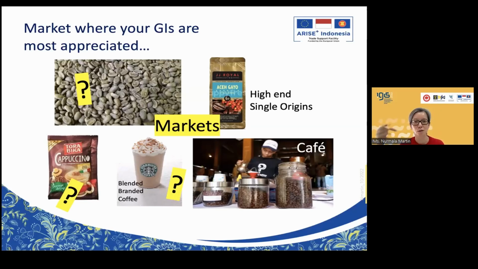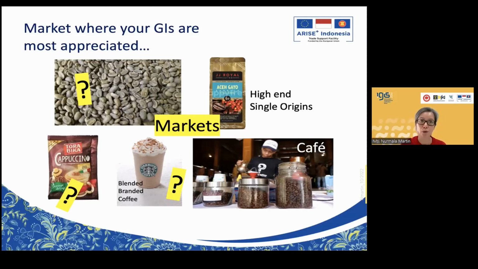But then you can also think about other potential markets for you, like, for example, Starbucks. Starbucks do not sell single origin typically. They sell blended coffee like cappuccino, frappuccino, whatever you call it. There are so many these days. But they also need the coffee beans, and sometimes they blend your beans with other beans, other GI coffee beans. But it is also a market for you.